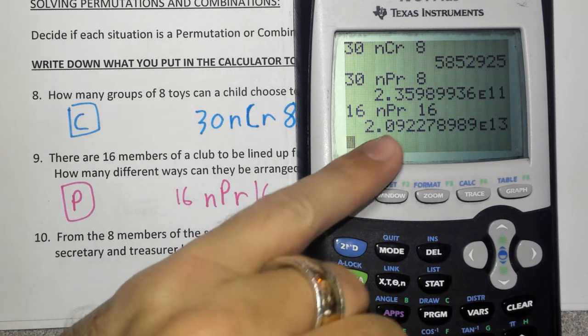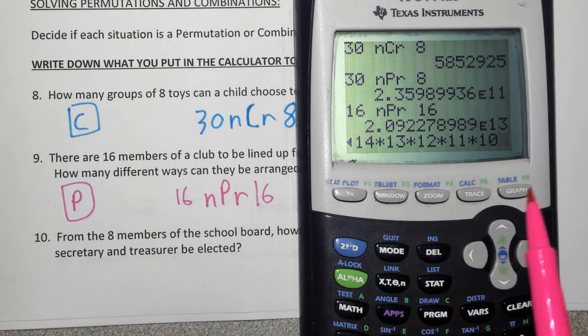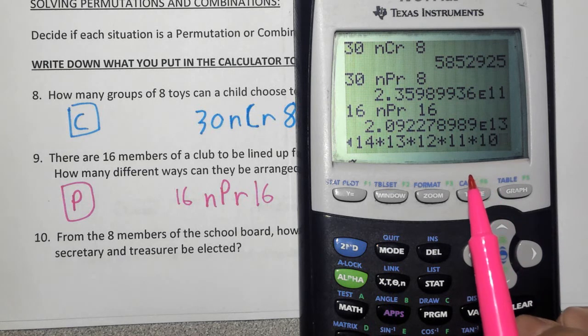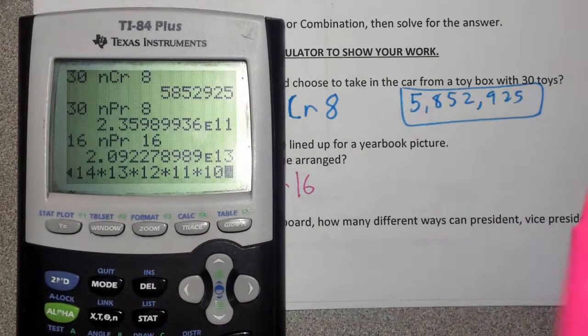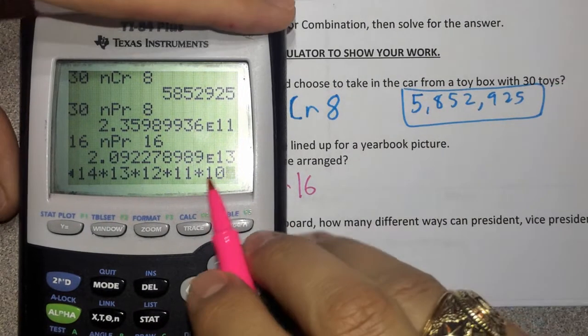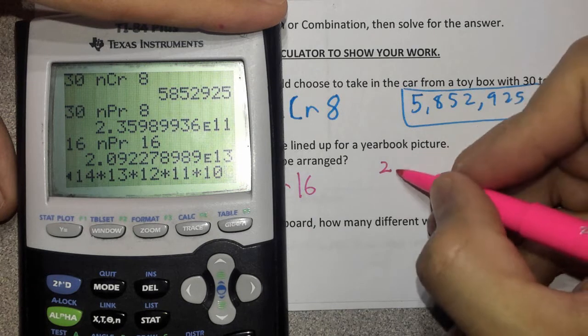Other way we could have done that is 16 times 15 times 14 times 13 times 12 times 11 times 10, like we originally started off with, but that's a lot of work. So we're just going to go with this. To write that answer down, I don't think, again, that there's any of this scientific notation on the test. In case there is, you have to move this decimal.